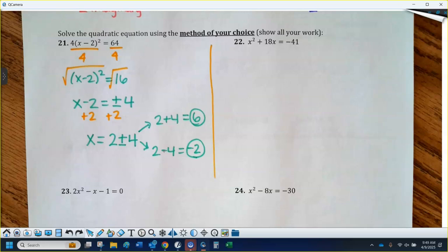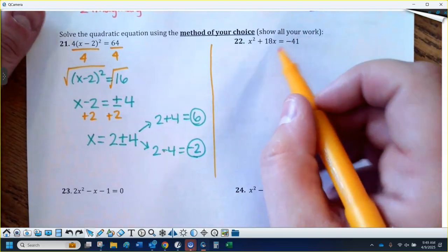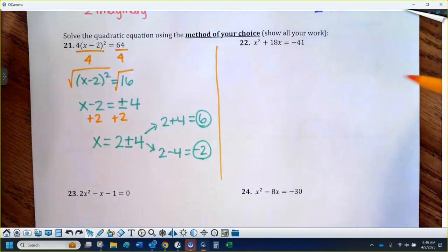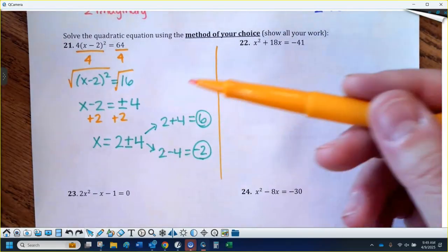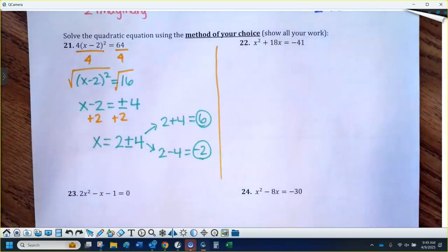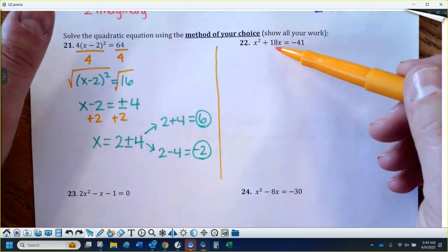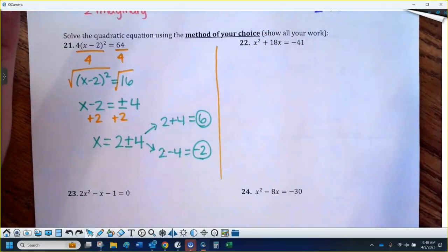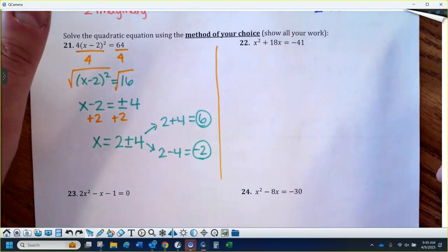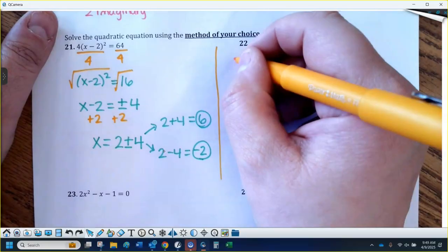Here's what I would recommend on this one. You can do either one. If you do quadratic formula, you have to set it equal to 0, so I'd have to move the 41 to the other side. If you want to do completing the square, this would be great because the b value is even and I don't have a number in front of the x squared. So I would actually recommend completing the square.